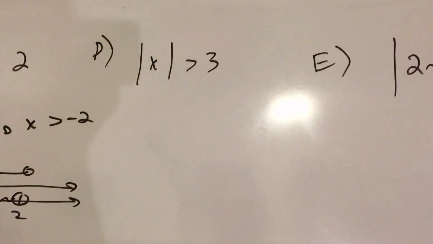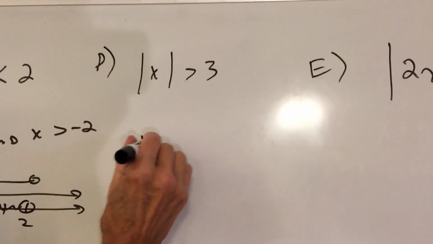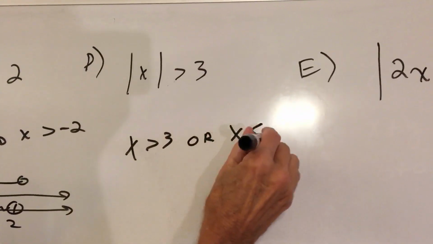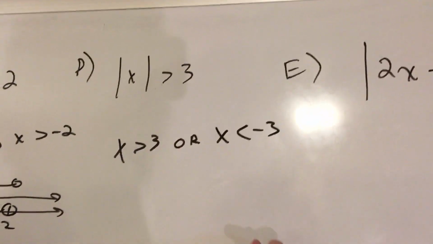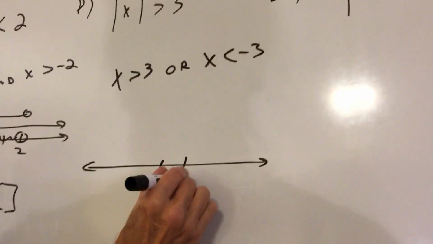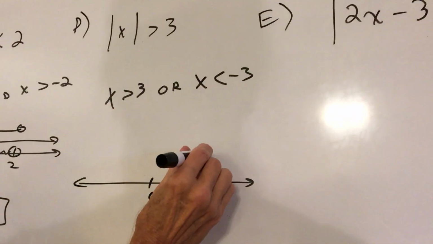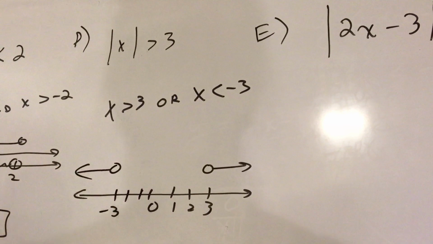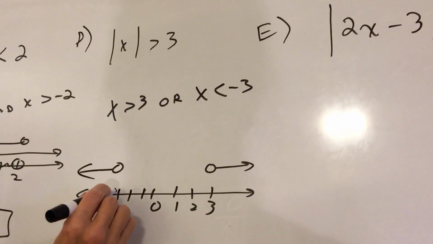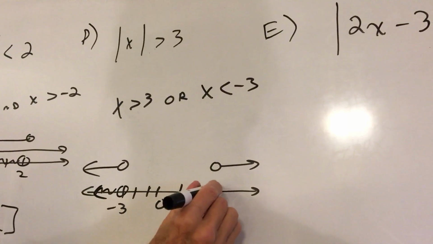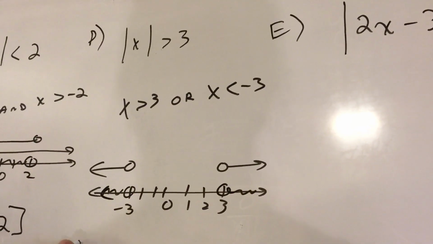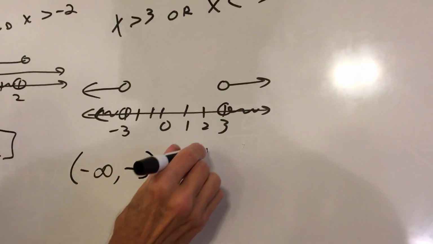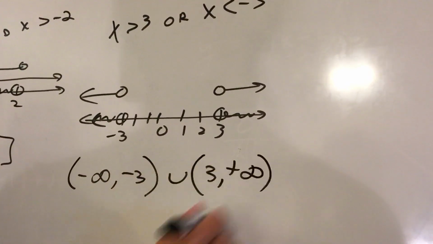X is greater than 3. That says x is greater than 3. And if it's greater than, we have an or. X is less than -3. So what does that give me? Greater than 3 is this. Less than -3 is that. Or we use both of them. In the interval notation, -infinity to -3, union 3 to +infinity.